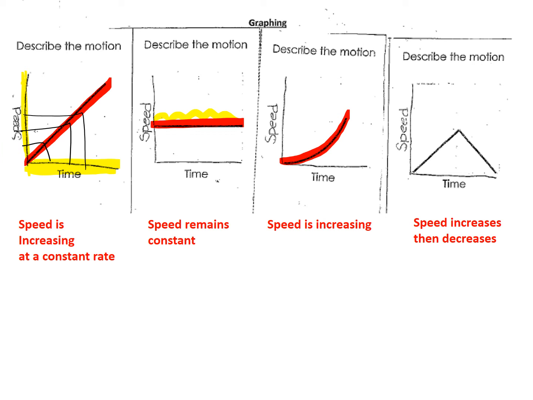Finally, I have my speed increasing and then decreasing. And so I'm getting faster, faster, faster as I go up, and then I start to slow down. It's like I'm getting to a stop sign. I speed up right until I start getting closer to the stop sign, and then I start slowing down, so I stop at the stop sign.